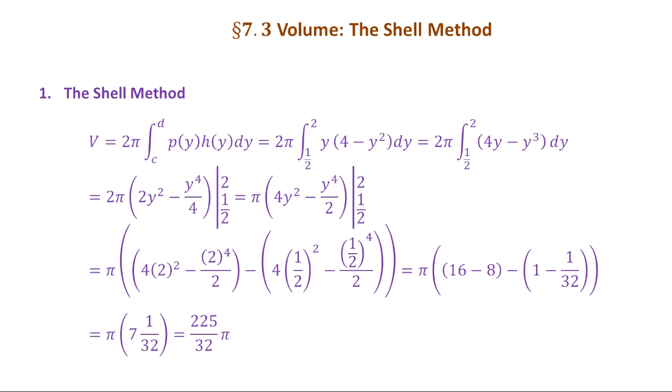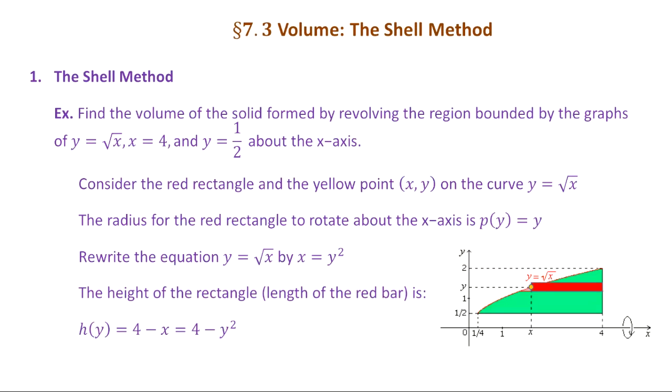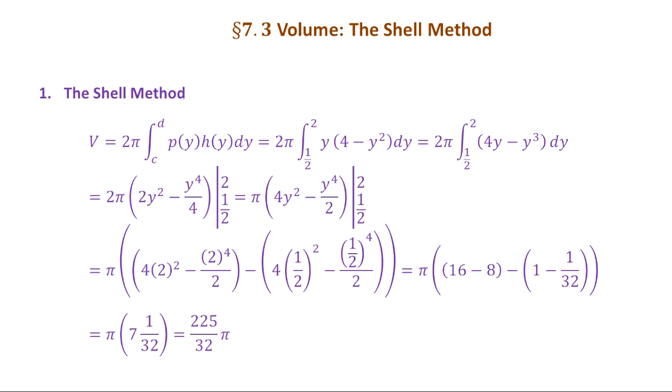The formula is V equals 2 pi times the integral from c to d of p(y) h(y) dy. And c and d are just the lowest and highest points on the region, which start from 1/2 and stop at 2. These are the y values, remember, not x. And p of y is just y, we already did it, and h of y is 4 minus y squared.